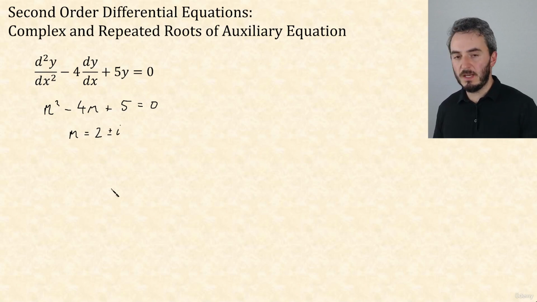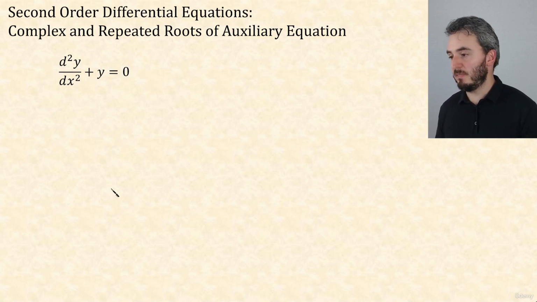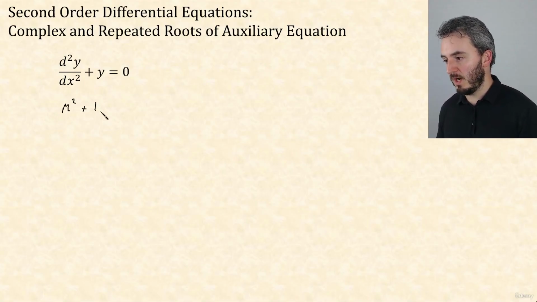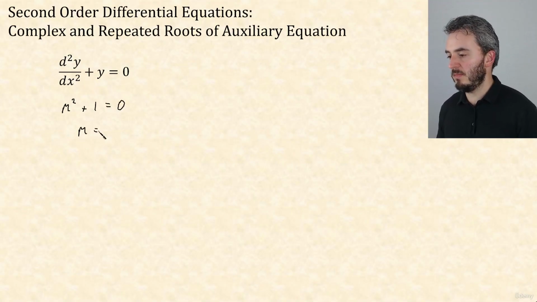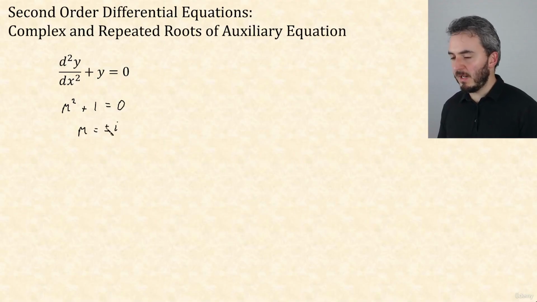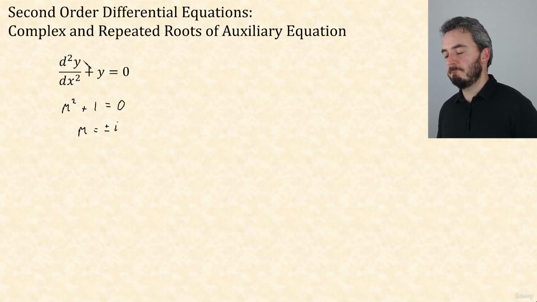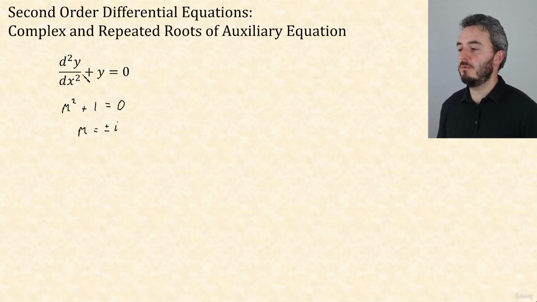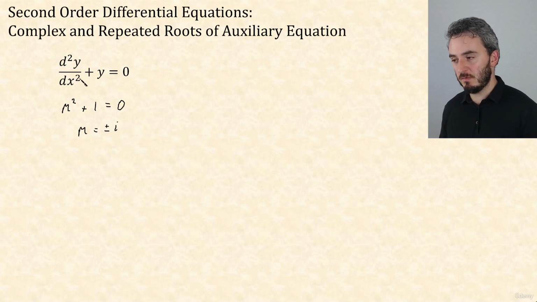Well, let's take a step back to a simpler example that also has a complex solution. Here, the auxiliary equation m squared plus 1 equals 0 has solutions m equals plus or minus i. Now, forget about that for now and just think, can you guess a solution or two? So is there a function you know of where the second derivative is just the negative of the original function?